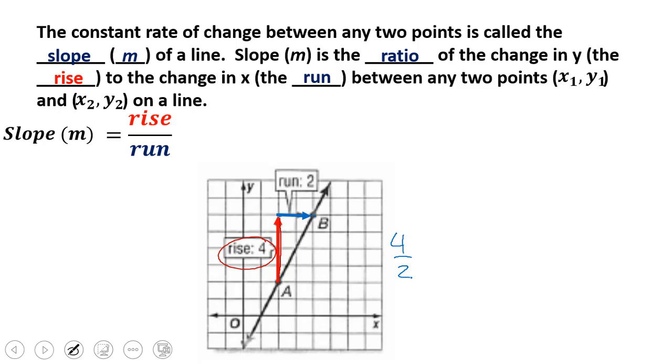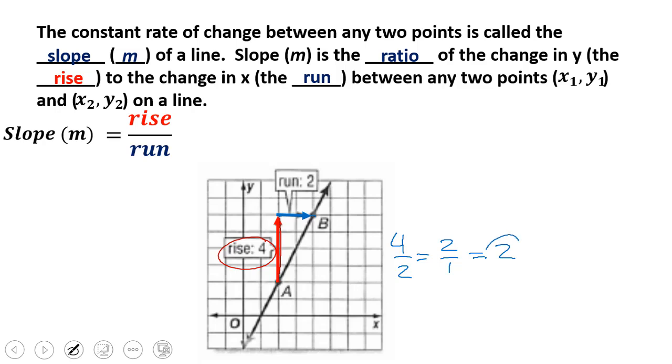Now that can be simplified. What can it be simplified to? 2 over 1. And I'm going to tell you something that's probably going to mess you up. I said you would never make a ratio a mixed number. But if I simplify this, it will not be a mixed number. This is a slope of 2.